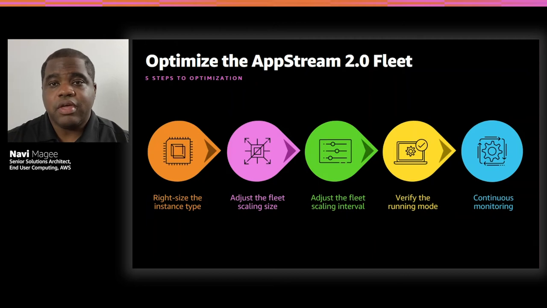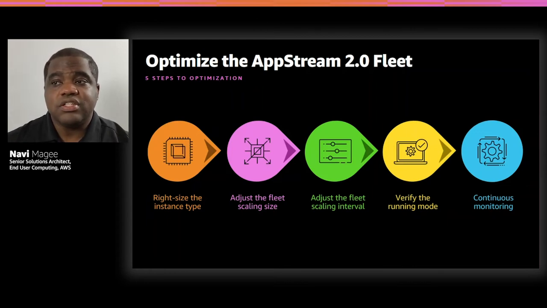The second part is adjusting the scaling size. In the example that we have of 100 users connecting into the environment, you may determine that you would like to scale out at 50% utilization of your fleet, or 60%, or even 75%. Again, that's something that you determine based off your needs and how you would like the system to respond to the need for your users.